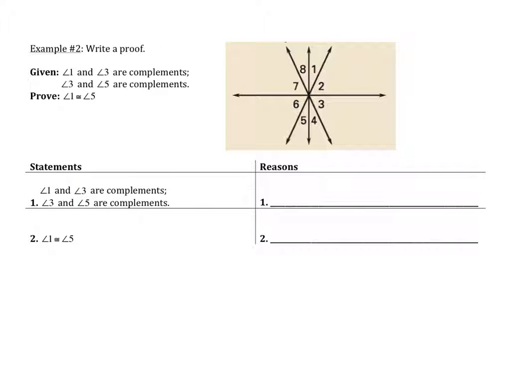And example number 2 does just that. We're supposed to write a proof given that angle 1 and angle 3 are complements, so here's 1 and 3, and we also are told that angle 3 and angle 5 are complements, so here's 3 and 5. So we are supposed to now prove that angle 1 is congruent to angle 5. So we'll start our proof with stating our given. I combined this into one statement since they both had the same reason of being given.